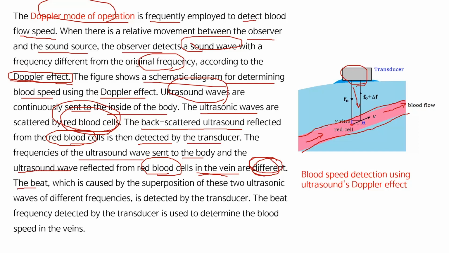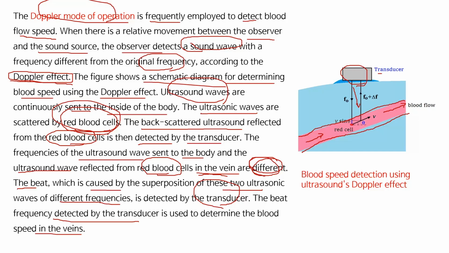The beat, which is caused by superposition of these two ultrasonic waves of different frequencies, is detected by the transducer. The beat frequency detected by the transducer is used to determine the blood speed in the veins.